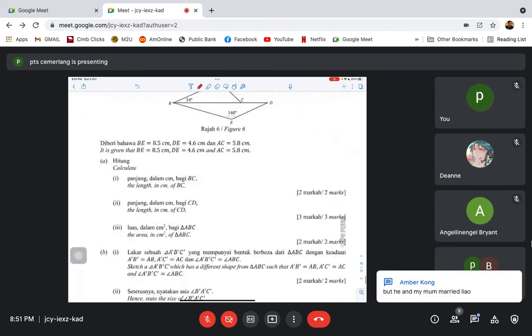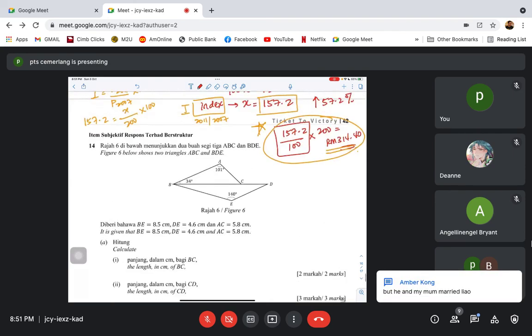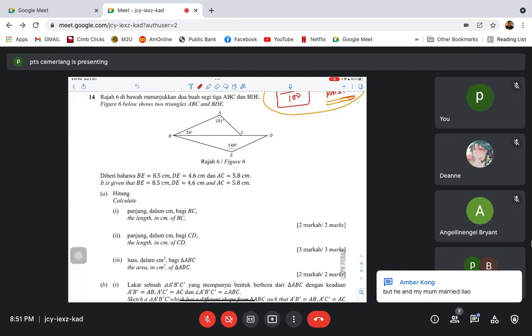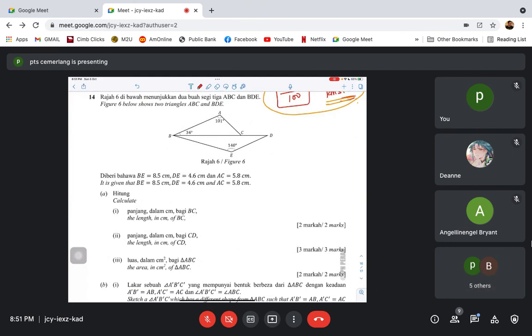Okay, alright, so we have done all this already. Now, maybe we try out one more lah. Cuba tengok satu soalan for question 14. Basically, we have already done all the types of questions that you will see in your paper 2. Let us look at question number 14. I am going to give you the answer, and then you try and do it on your own first, and check whether it's correct or not.